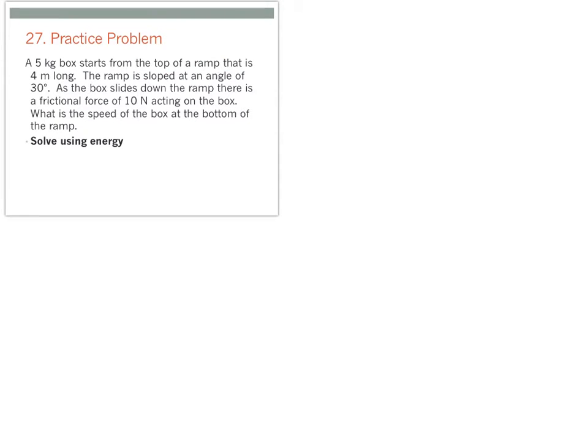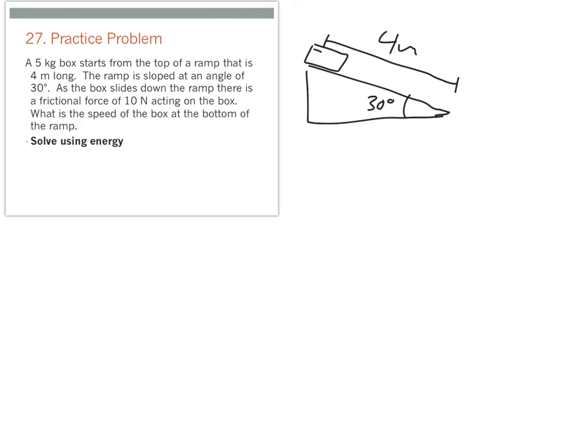For this next one, we have a situation where there's a ramp that has a length of 4 meters, and it's sloped at an angle of 30 degrees. We're going to put a box with a mass of 5 kilograms at the top of that ramp, and it's going to slide down the ramp, and as it's sliding down, there's a frictional force opposing its motion of 10 newtons.